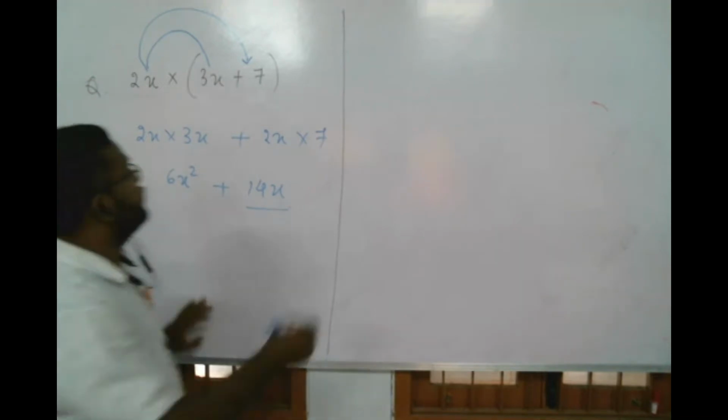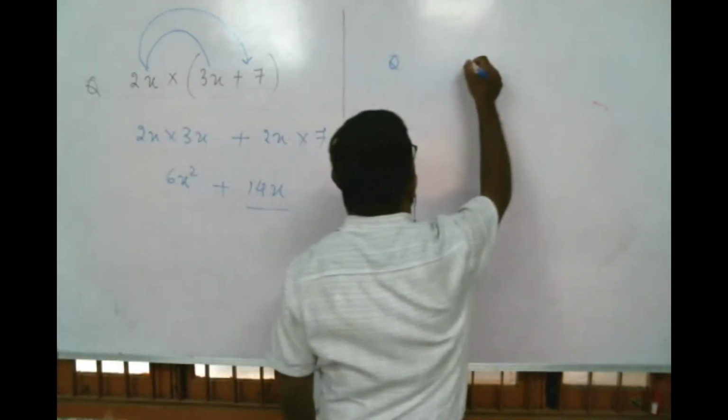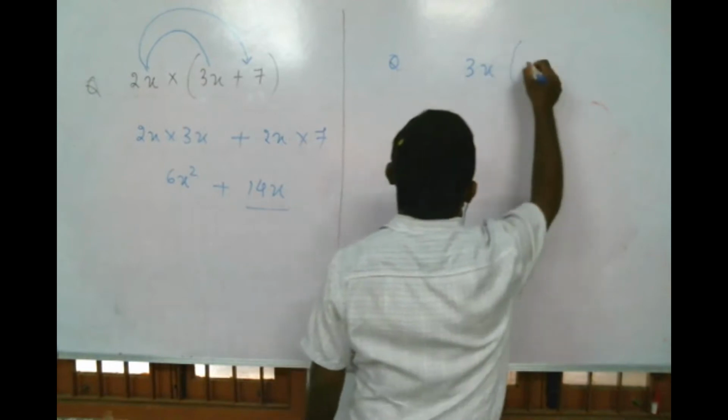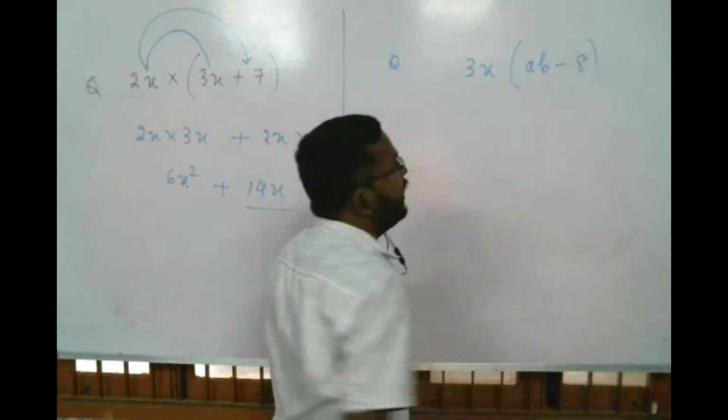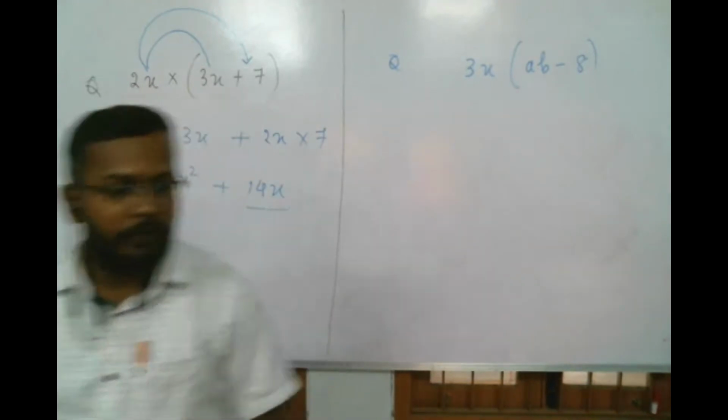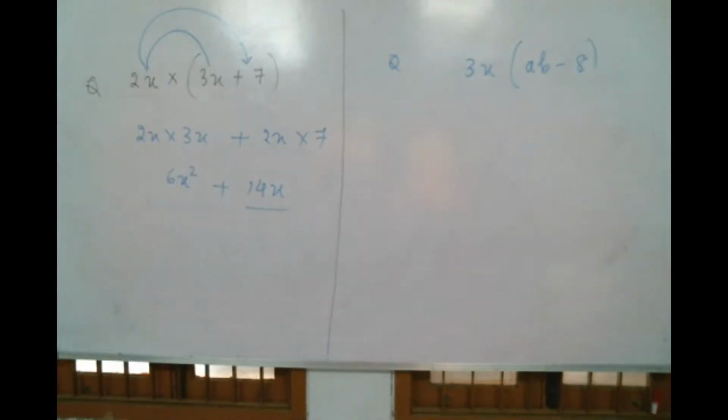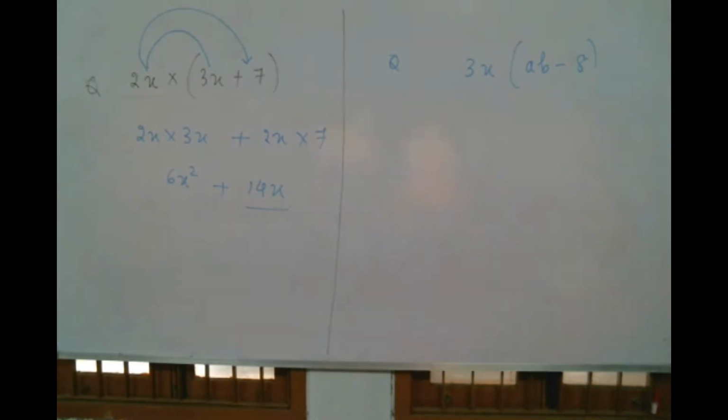Okay, let's go to the next question. 3x into ab minus 8. 3x into ab minus 8. All of you do this question now.